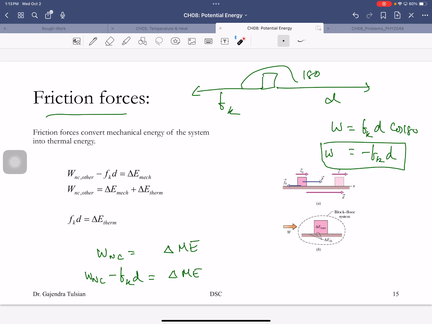So the change in mechanical energy plus the change in thermal energy is equal to the work done by all the other non-conservative forces. This energy is the thermal energy. Increase in thermal energy is that much. Mechanical energy decreased by that much, and thermal energy increased by that much, and that's what that is.